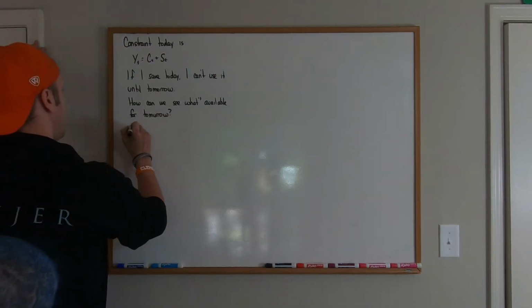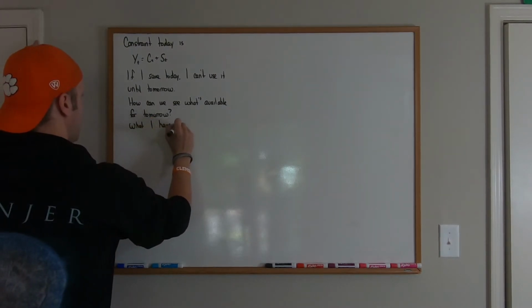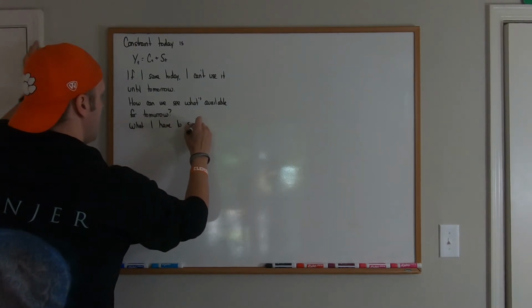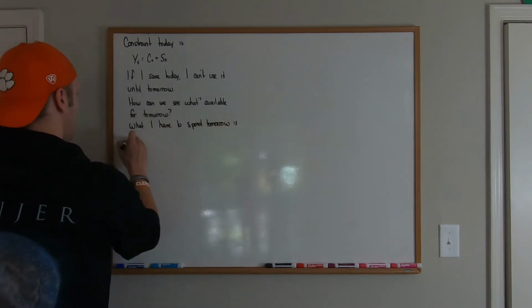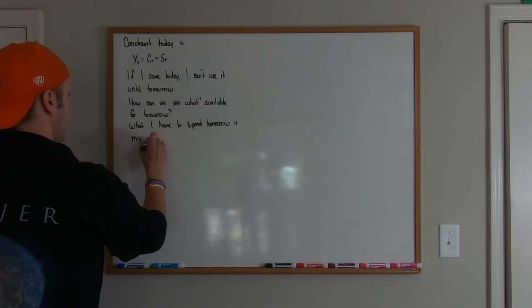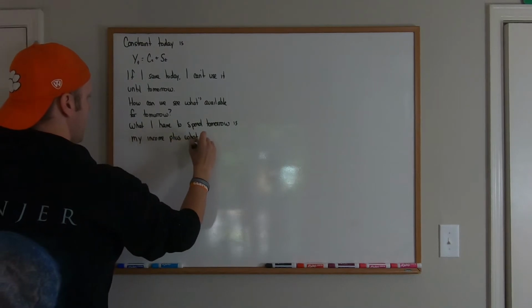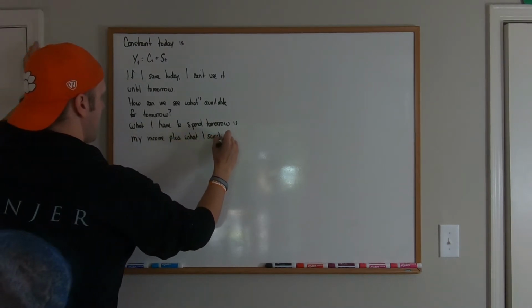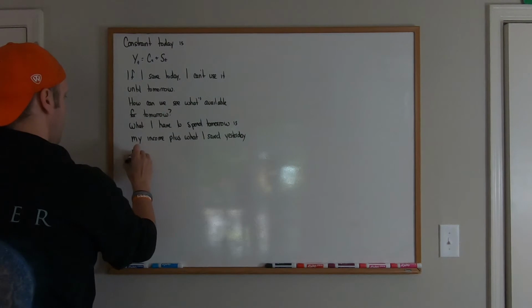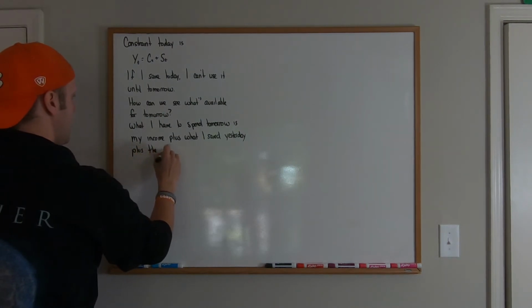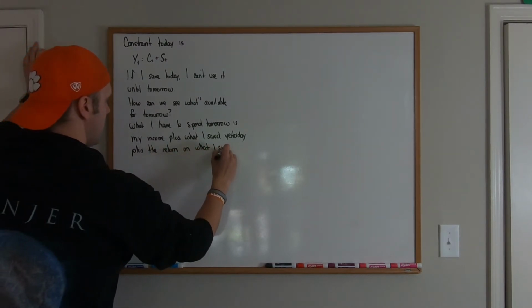So what I have available to spend tomorrow is tomorrow's income plus what I saved yesterday plus the return on what I saved yesterday.